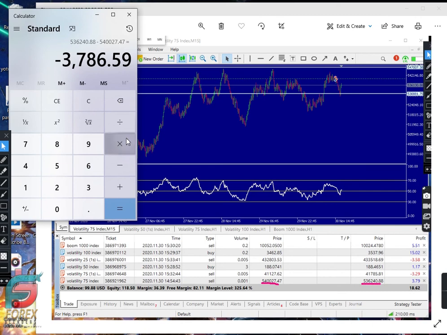So you just have to multiply with 0.001, and you'll get that since we are selling and it is in profit. Remember, the negative value comes in because we are selling and already in profit, then it will come as a negative value, which is 3.78. So we round off, we get 3.79. You can see here it's already 3.79. So we are taking to 2 decimal places.